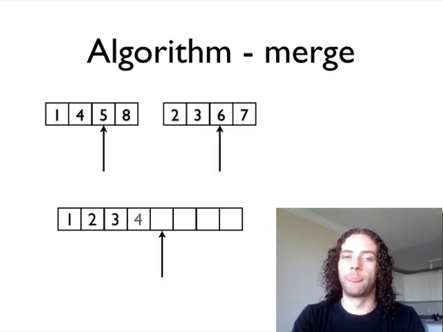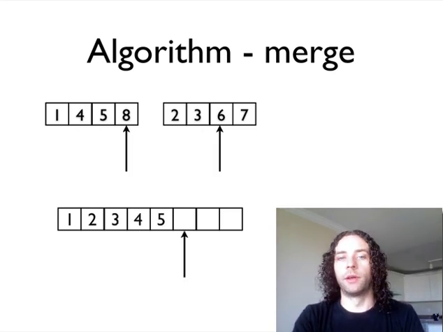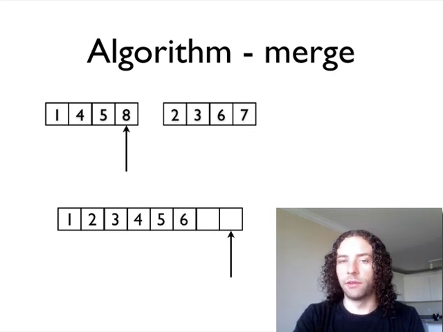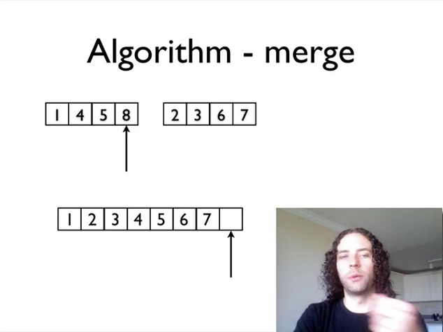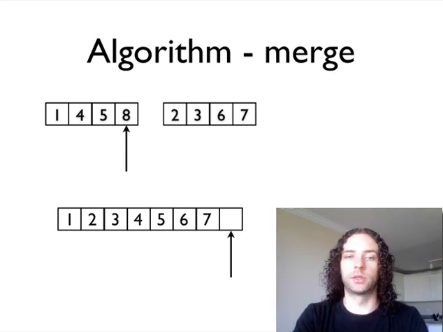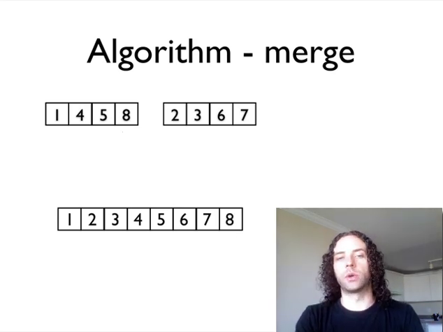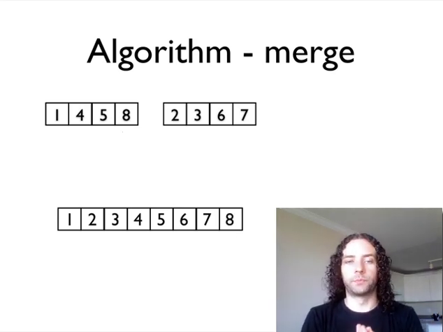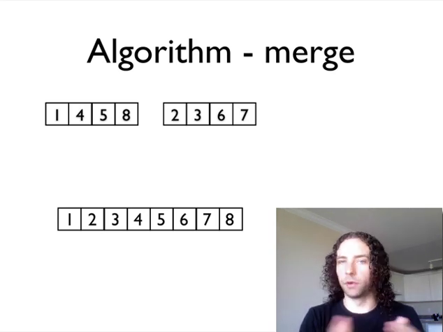Now 4, 5, 6, 7, and here we're finished with the list on the right. So it means that we'll continue consuming whatever is left over from any remaining lists. In this case, there's just the 8 left in the last one. So we consume that, and the sort is done. We've performed the merge operation, and all it took was a linear pass over each piece of data.